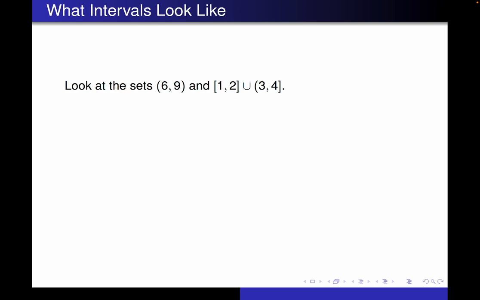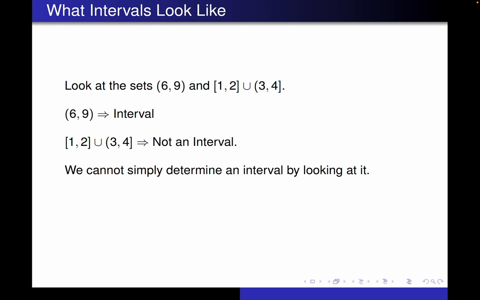It's clear by looking at them that one of those is an interval and one of those is not. (6, 9), that looks like an interval. Though (1, 2) union (3, 4), that is not an interval. But we can't just say it's an interval or not an interval just by looking at it. We've got to have an actual definition.